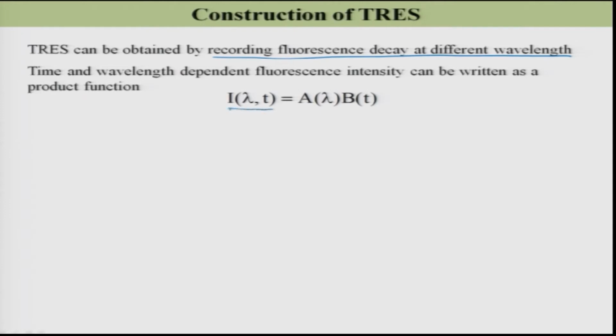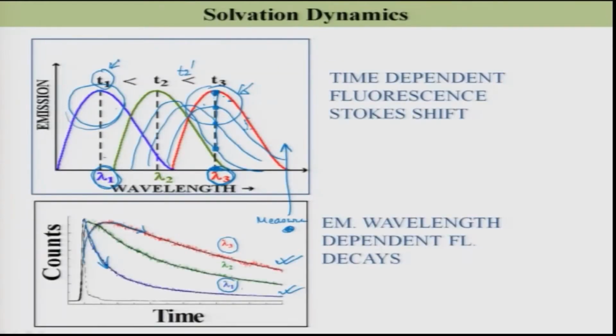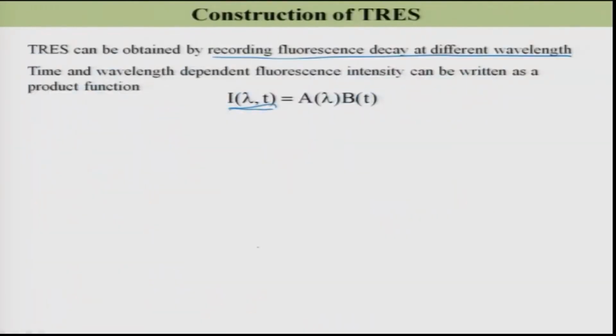I is a function of lambda and t, because at different wavelengths the emission intensity is different, as I showed here. This is for lambda 1, this is for lambda 3, that means it depends on the wavelength. And also it depends on the time, that is because of its natural lifetime, 1 over k r plus k n r. So, here we can say that this I, which is a function of lambda and t, can be written as A(lambda) times B(t). So, a quantity which depends only on lambda is my Stokes shift part, and this is my natural lifetime part, which is A(lambda) into B(t).